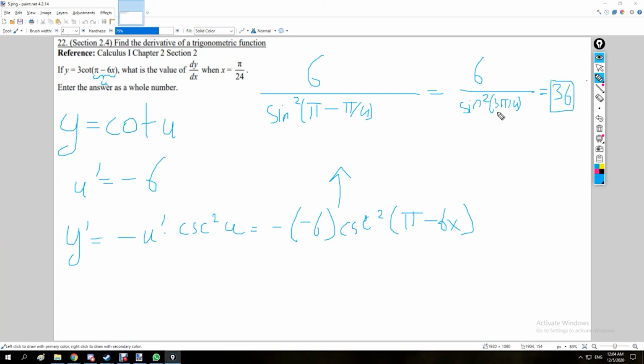Again, make sure if you have pi inside any trigonometric function that your calculator is in radians.